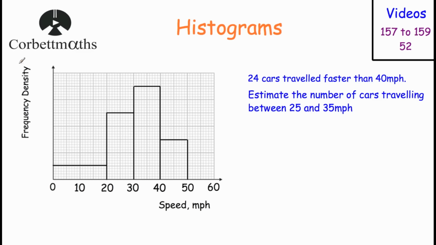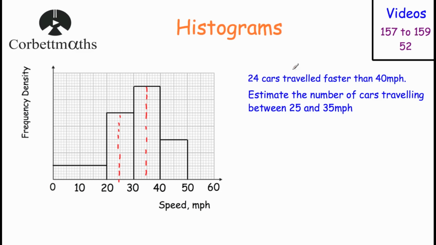So here we've got our histogram and we've got the frequency density going up vertically with no numbers, that's not going to be very helpful, and we've got our speed going across horizontally. And we've been told that 24 cars, so we know there's 24 cars in this bar here. And it says work out an estimate for the total number of cars traveling between 25 and 35 miles per hour. So we want to work out an estimate for how many cars would be in here. Now, first of all, what makes this question a lot harder than the previous ones is we don't know the frequency densities. So there's two different approaches you could use for this question.